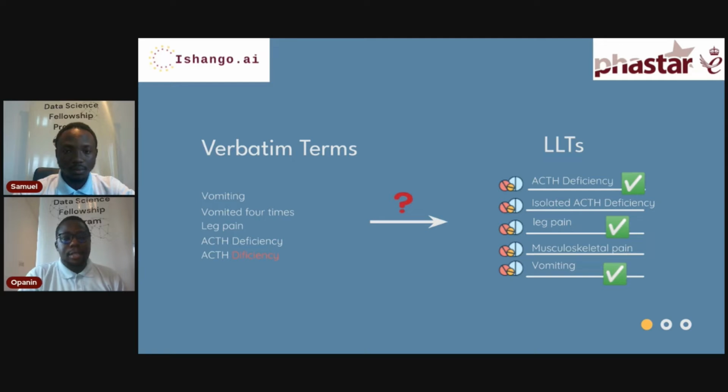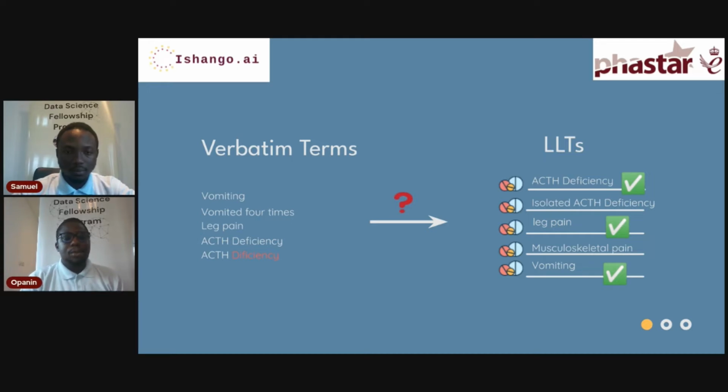It will always see them as two different terminologies and will not be able to match vomited 4 times to a corresponding LLT. The autocoder also doesn't understand semantics. So when you have a word called vomiting, which might mean the same as puke, the autocoder will not be able to differentiate this. And also when there's a spelling mistake in the verbatims, the autocoder wouldn't find a way to work around it.